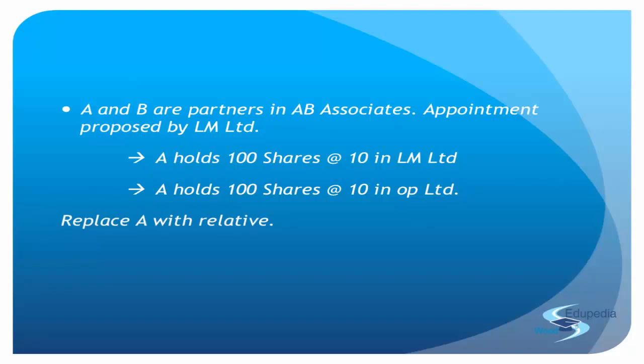Now if we change the situation and replace A with the relative, then what? Or before that, now we say OP Limited is a subsidiary of LM Limited. Then what? Even then, A is disqualified to be an auditor of OP Limited. Why? Because again, if you go back to the first provision, where the person or the person's relative or the partner holds any security in the company, holding, subsidiary, associate or the subsidiary of holding, then is disqualified. Right? So over here A holds security in LM, so LM disqualified, and A holds security in OP, and since OP is a subsidiary now, OP is disqualified. A is disqualified. If OP was an independent company, as in the first case we saw, A would be allowed, right?